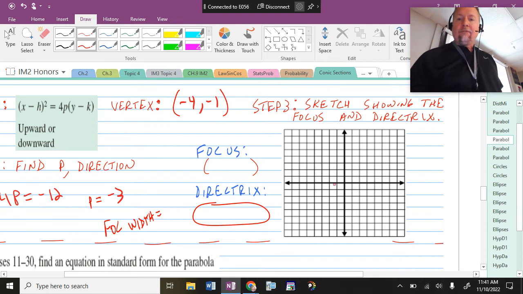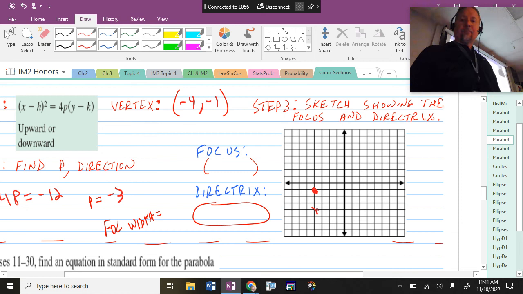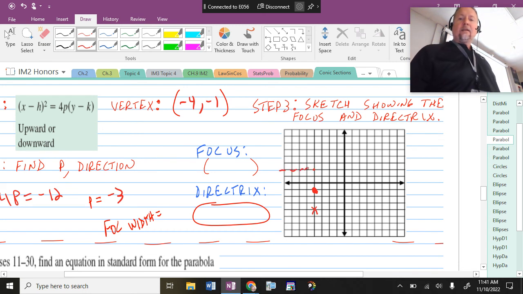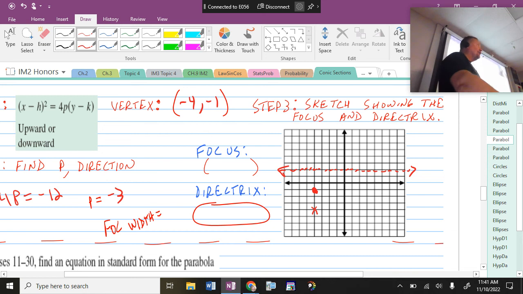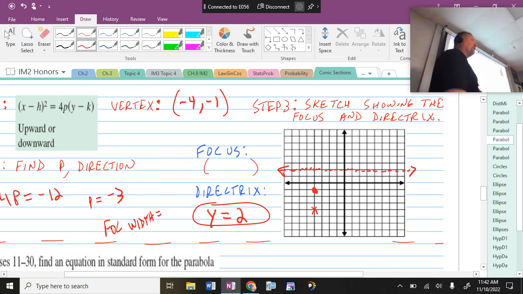All right, negative 4, negative 1. That is the vertex. Which way should I go for the focus? Down, 1, 2, 3. And then which way should I go? Up, 1, 2, 3. Which axis is this dotted line crossing? The y. And where is it crossing it? 2. How could anyone screw up an equation of a horizontal line and an equation of a vertical line?